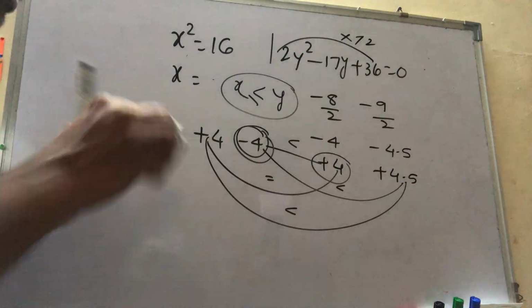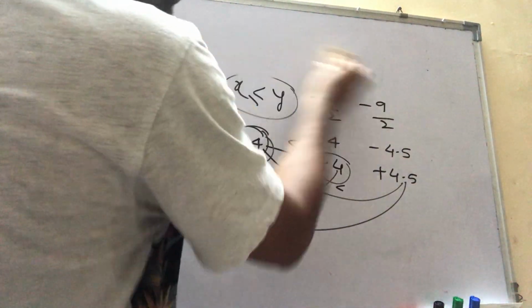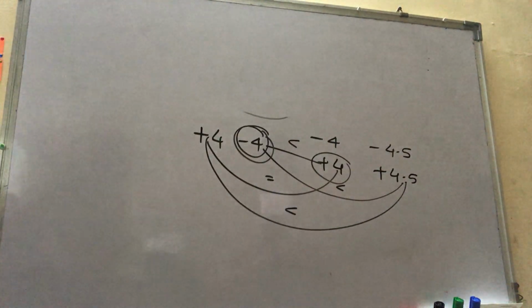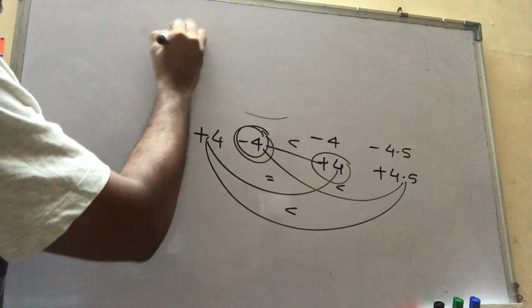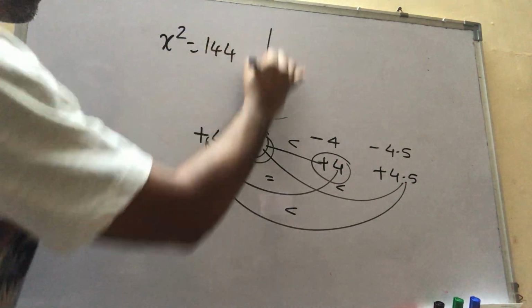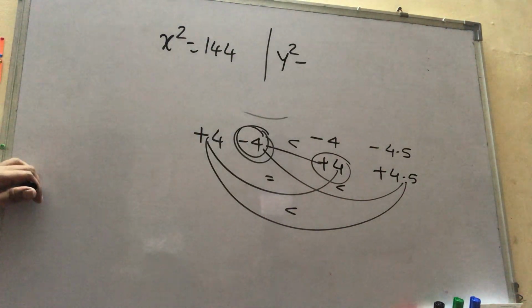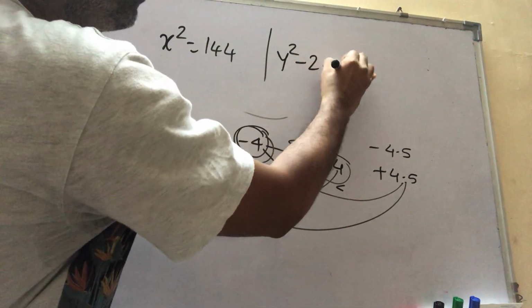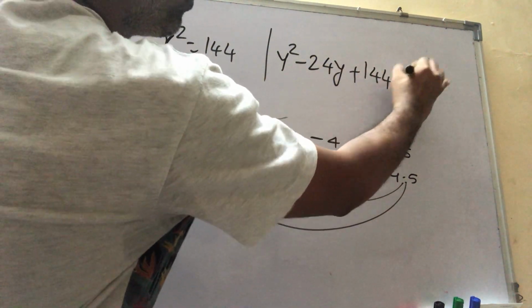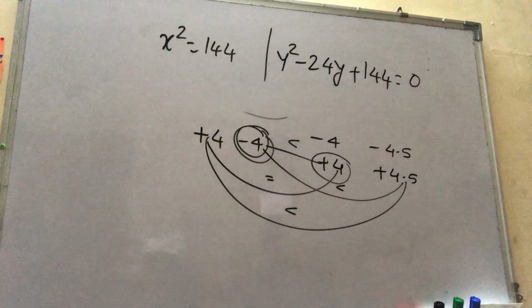Now I'll give you a similar problem of the same type. Do it fast. x square is equal to 144. y square minus 24y plus 144 is equal to 0. Find fast.